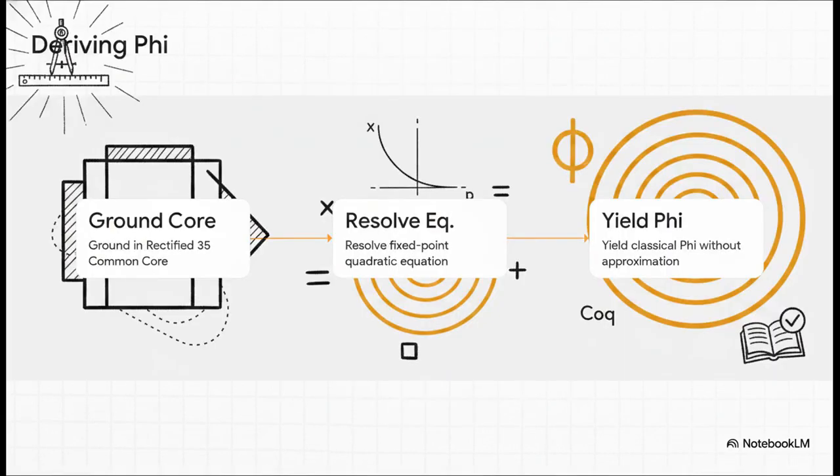The derivation steps here are remarkably consistent with what we just saw. The system grounds its geometry in that rectified 35 common core. And because it's rooted in exact geometric incidence, resolving it naturally satisfies the classical fixed-point quadratic equation for phi, x squared equals x plus 1. This yields the exact classical phi, and once again, this absolute perfection is verified formally in Coq.